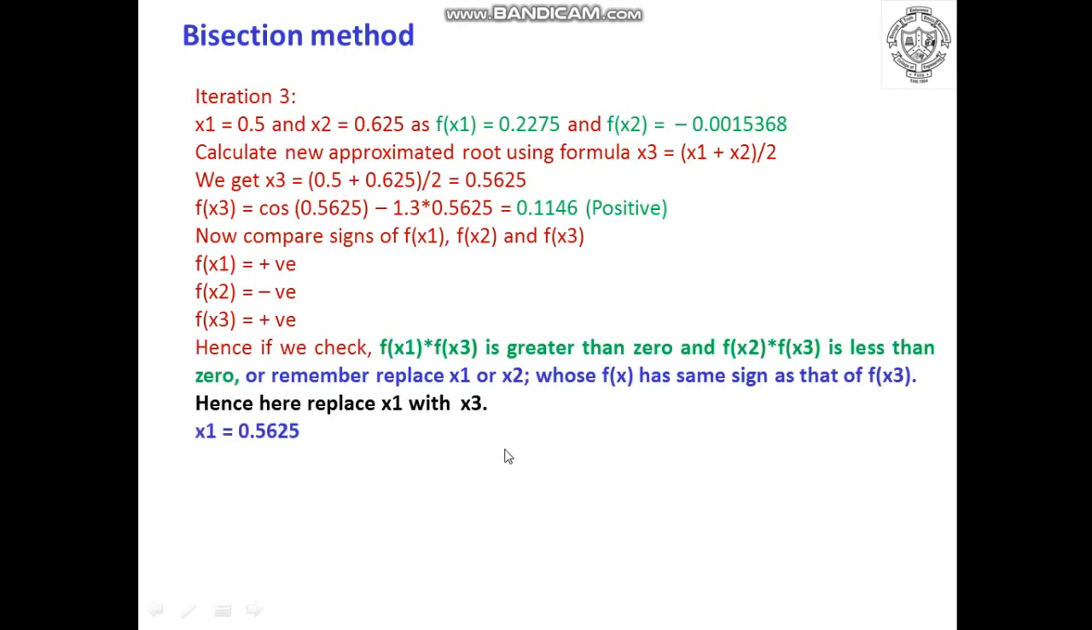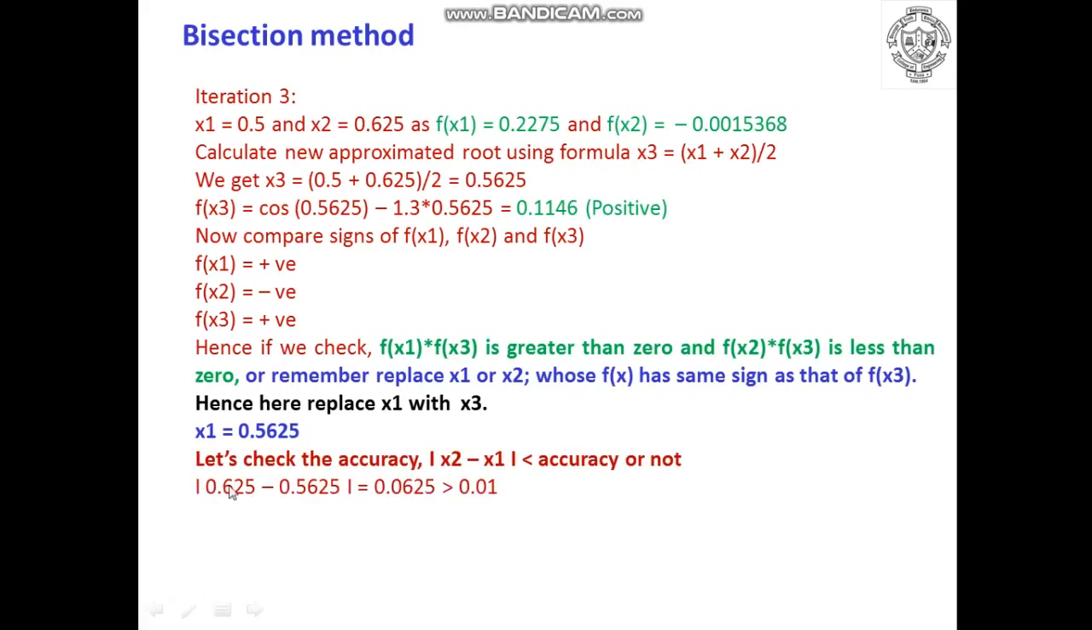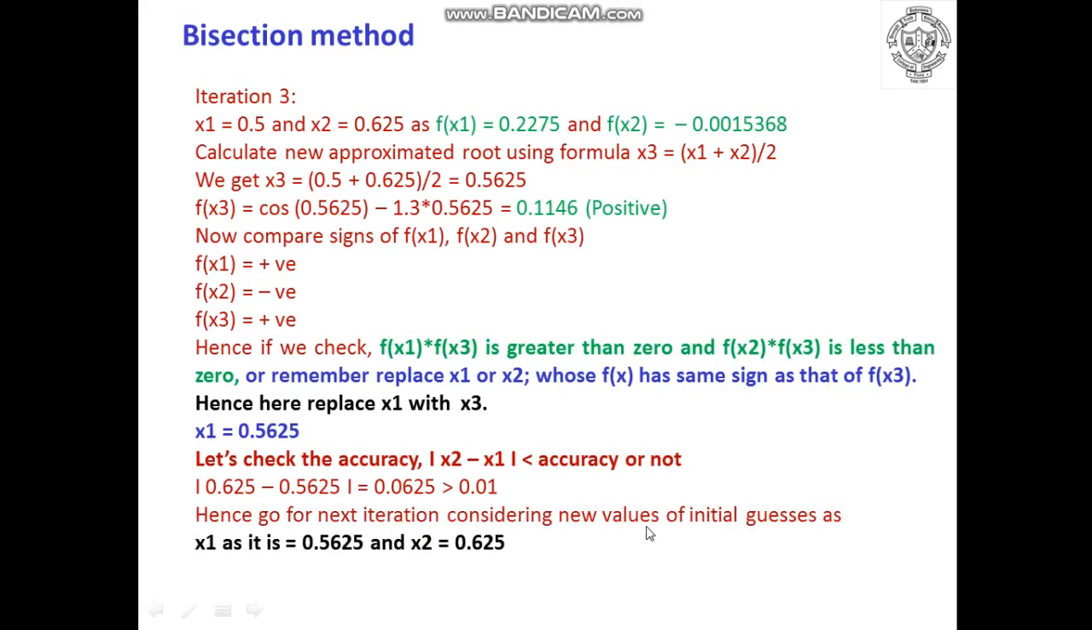So now your x1 becomes 0.5625, which was nothing but x3 in the previous steps. So instead of 0.5, now your x1 is 0.5625. Now let us check the accuracy using the same criteria. So the absolute subtraction between 0.625 and 0.5625 will be equal to 0.0625, which is also greater than 0.01. So we have to go for the next iteration.